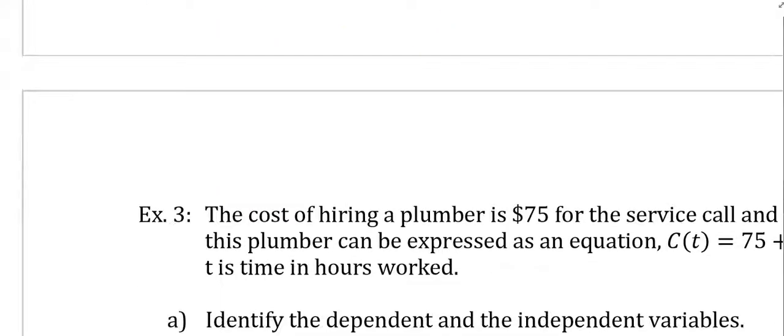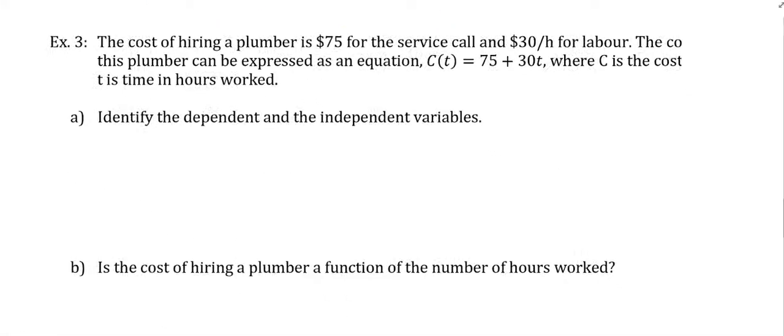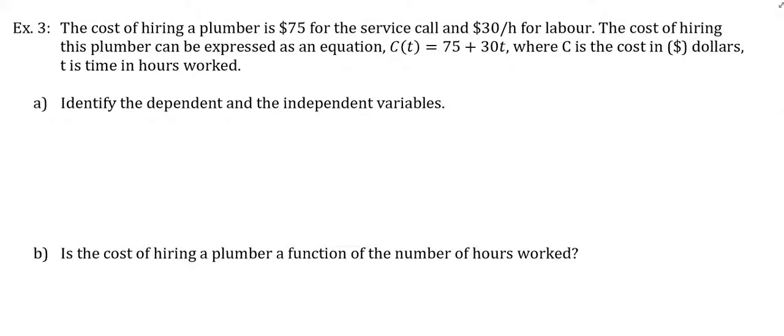Okay, on the back of your page, we've got a bit of an application here. Cost of hiring a plumber is $75. We talked about this kind of idea before. $75 for a service call and $30 per hour for labor. That's a good price. A lot of the time they're a lot more expensive than that. The cost of hiring this plumber can be expressed as an equation. And notice I used function notation for this one. C at T equals 75, that's the fee to show up, plus $30 per hour. So T is the number of hours. C is the total cost in dollars.